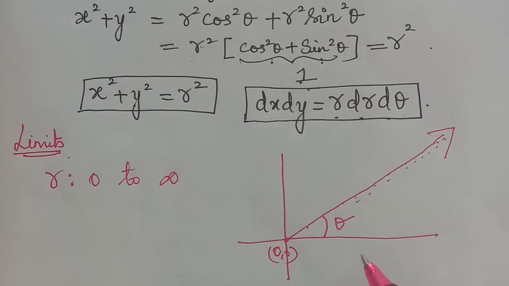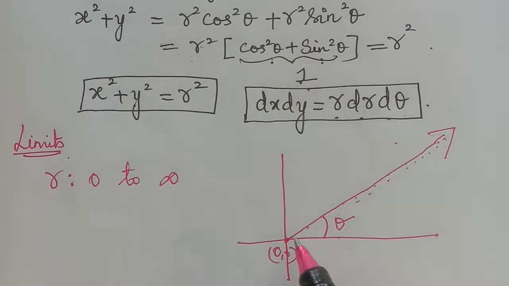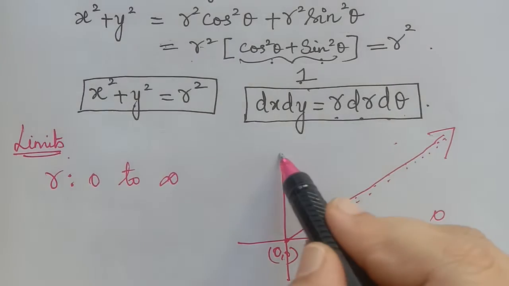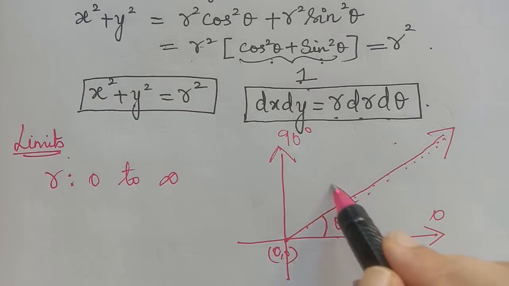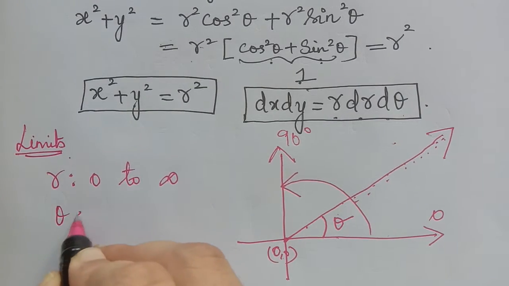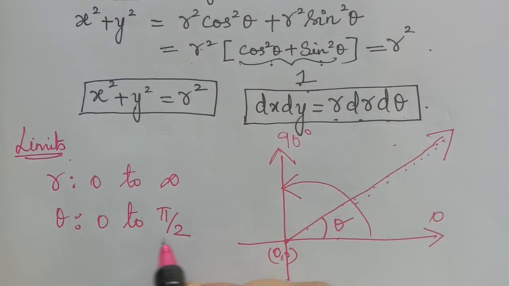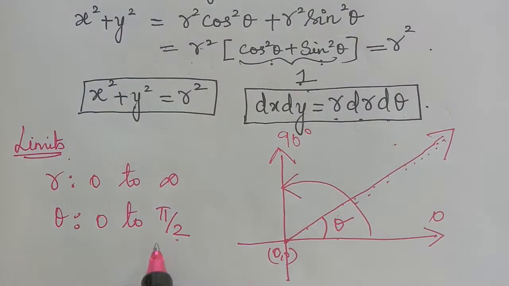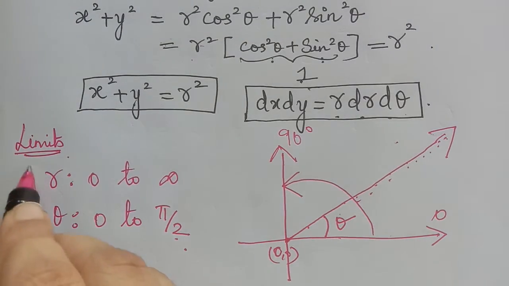And what about theta? We observe that it lies in the first quadrant. So we know that in the first quadrant, the limit varies from 0. So this is 0 and this angle is 90 degrees. So theta varies from 0 to pi by 2, that is 0 to 90. The value of 90 in radians, we can write as pi by 2. So that is what I have written here. So these are the limits.